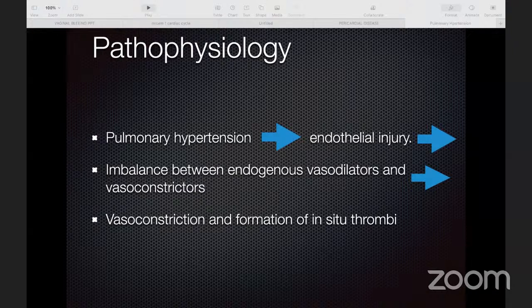And we can look for tricuspid regurgitation. Okay, very good. You're looking for tricuspid regurgitation.